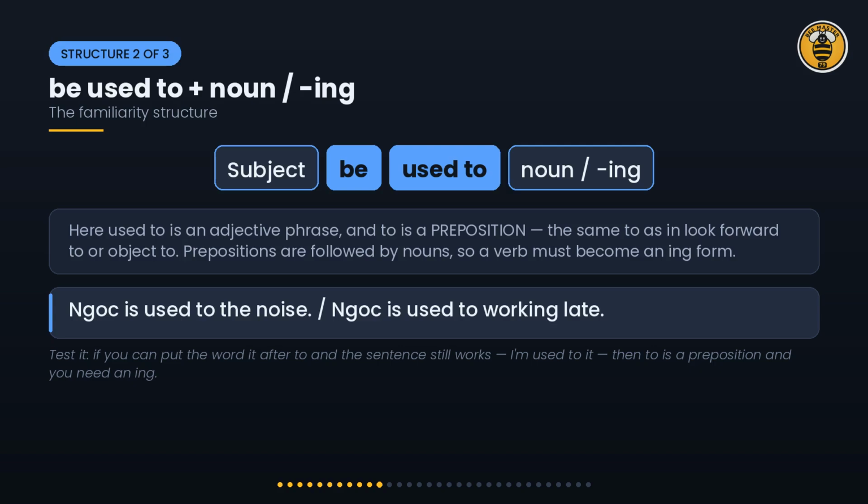Ngok is used to the noise. Ngok is used to working late. Here is a test you can use for the rest of your life. Try putting the word it after to. If "I'm used to it" sounds correct, then to is a preposition and a verb after it must be an ing form.